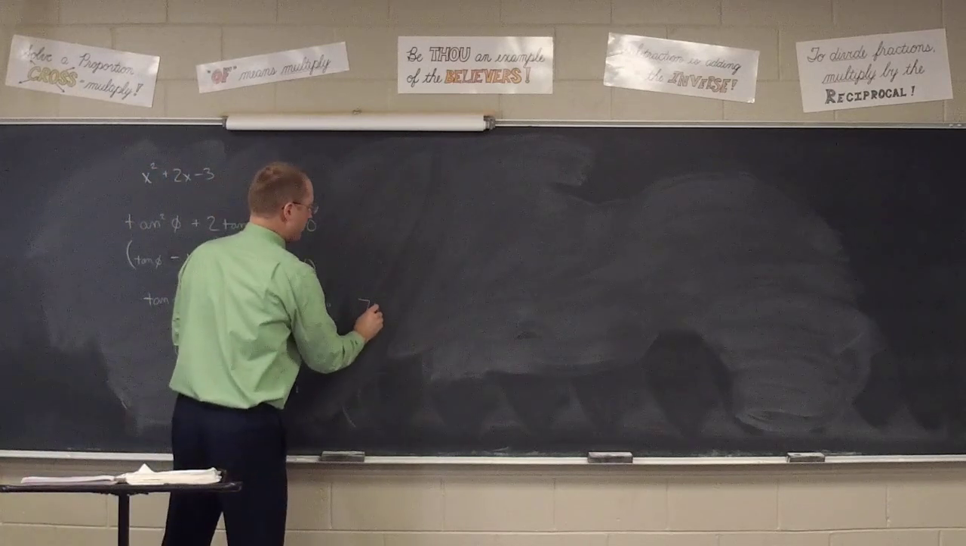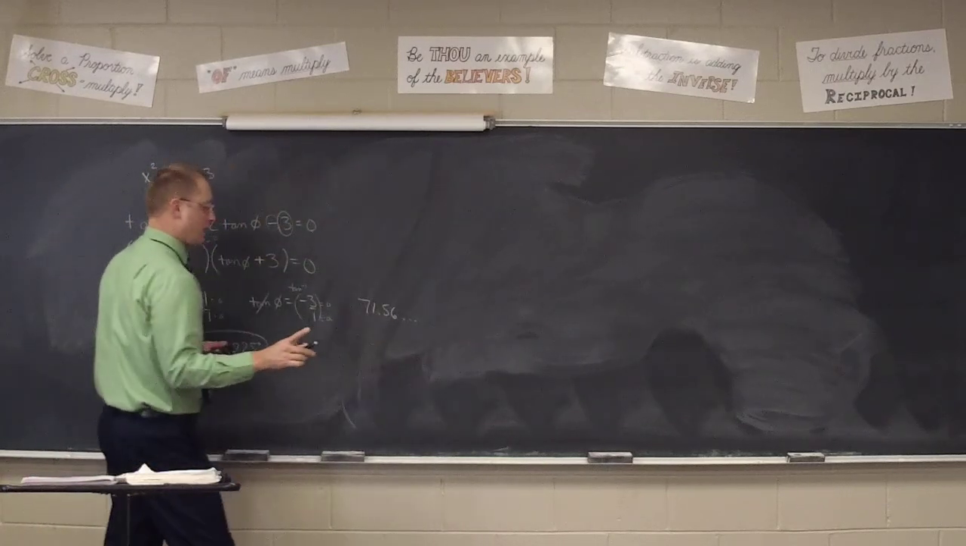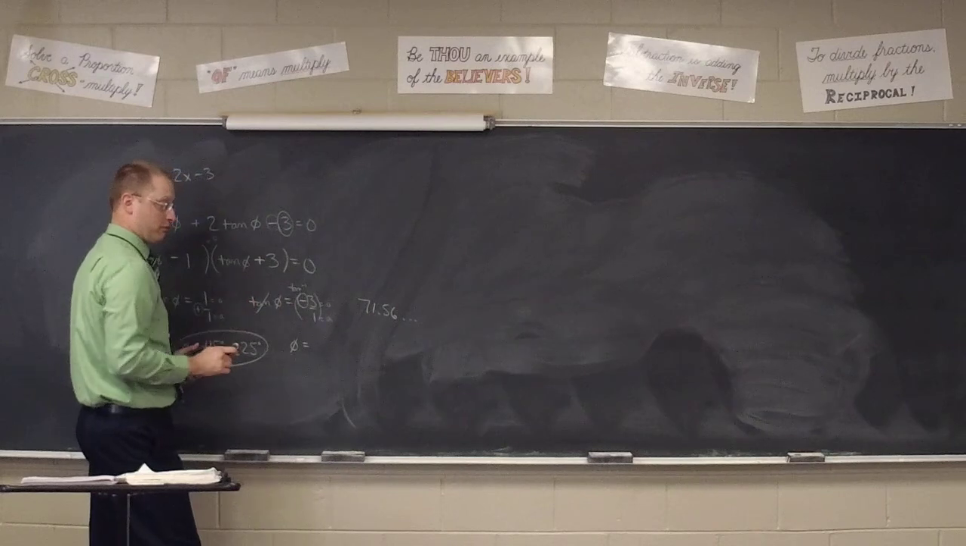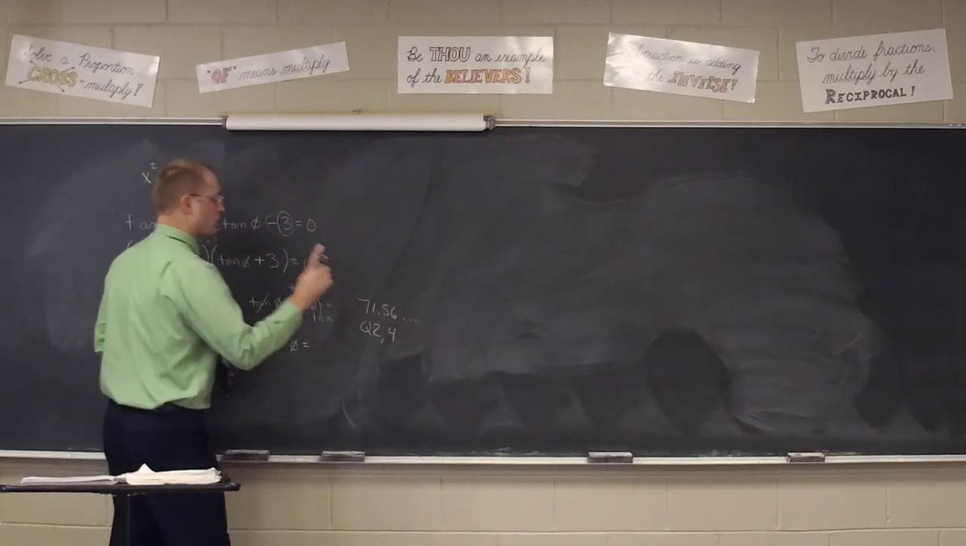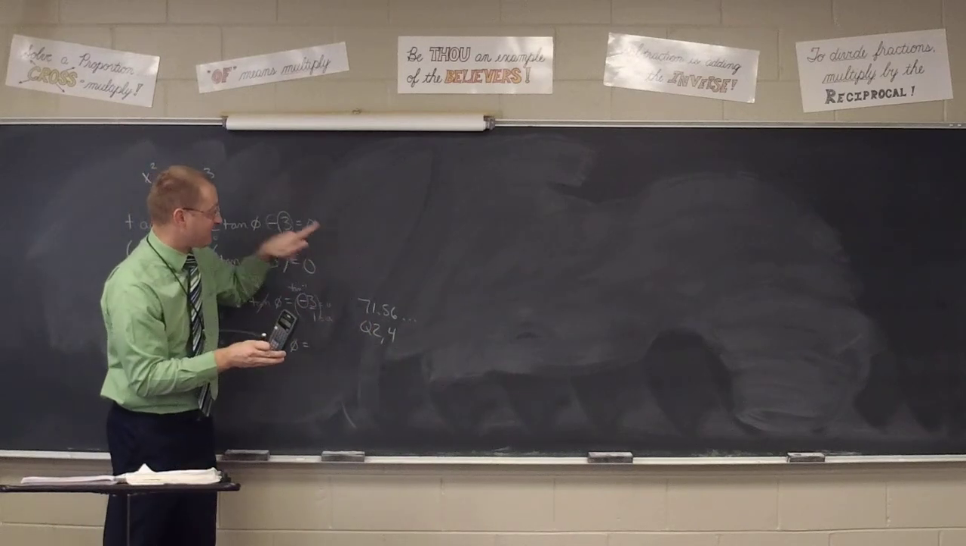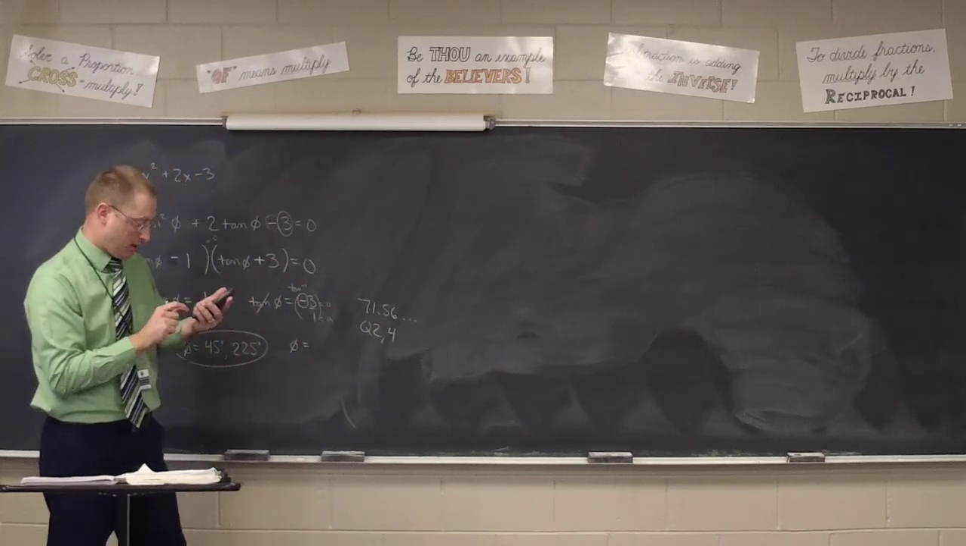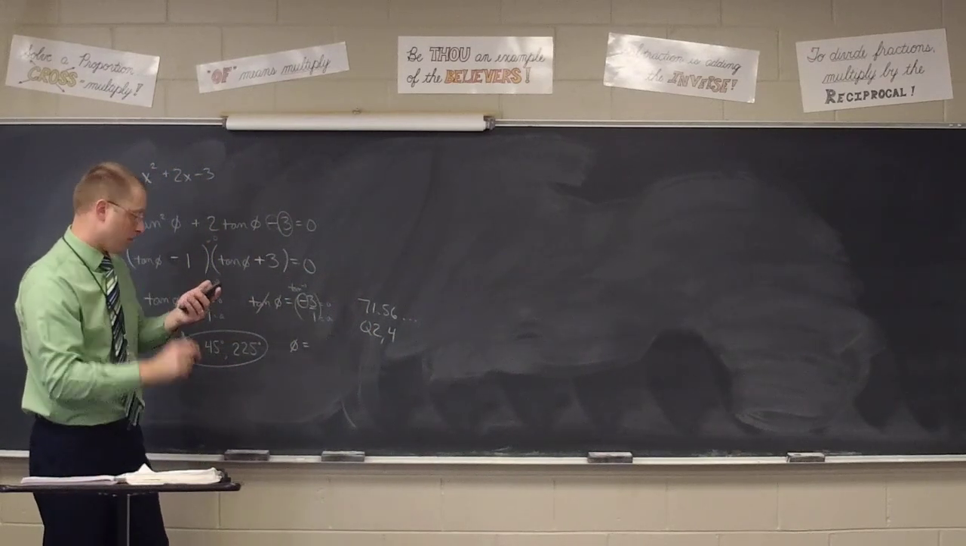71.56. Okay, now, when is tangent negative? Quadrants 2 and 4. All right, so in quadrant 2, I'm going to do 180 minus that. If you want to put it in the memory, you can. What do we get?